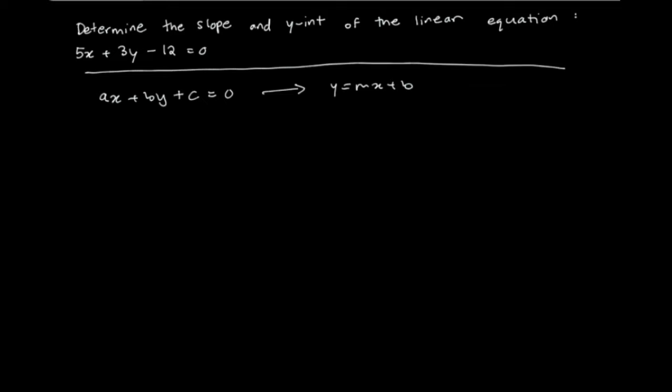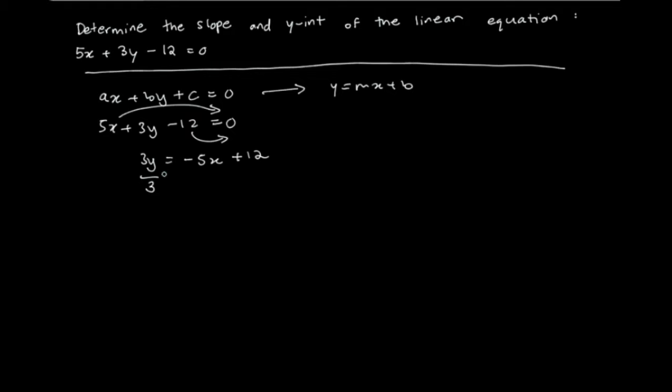Okay, so to do that, first thing I want to do here, and I'm just going to rewrite our equation, the first thing I want to do here is isolate for y. Alright, so to isolate for y, I'm going to get 3y by itself first. So 3y, I'm going to move the other terms to the other side. So 3y is equal to -5x plus 12. Now you need to isolate for a y, or 1y, not 3y. So I'm going to divide this by 3, right?